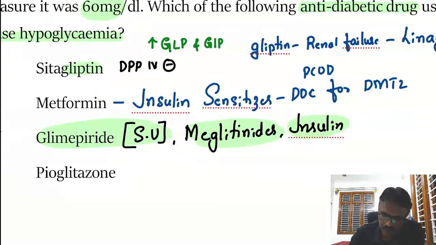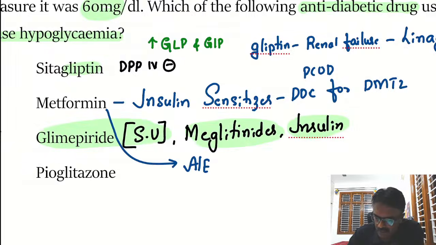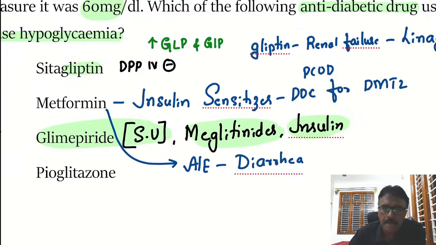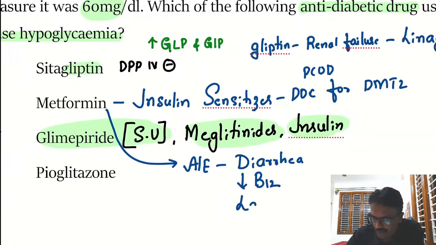Whenever we give metformin to patients, they experience some adverse effects. Number 1, GIT upset, it is diarrhea. Patients will complain of unexplained diarrhea. If you give that for a long time, there will be vitamin B12 deficiency, and very rarely the patients suffer with lactic acidosis.